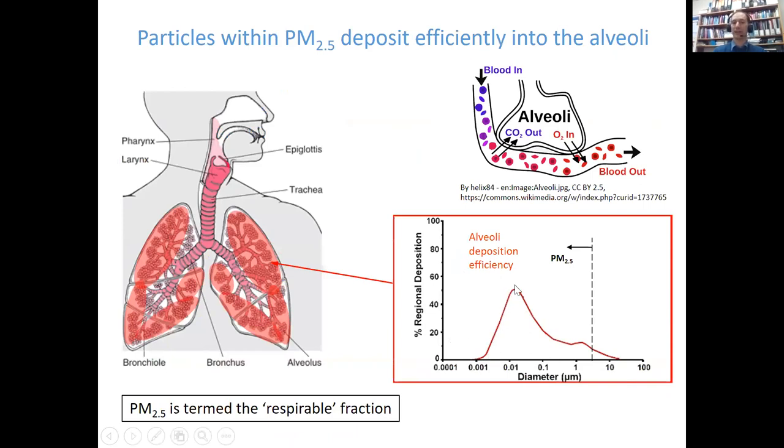We can see that these smaller particles, particularly the ones less than 1 micron in diameter, down to a few hundred or a few tens of nanometers, actually deposit pretty efficiently into the lung. And that, of course, is the cause for concern. This is why PM2.5 is often termed the respirable fraction, because when we're respiring it deep into the lungs, a substantial proportion of that particle load gets embedded into the lung. So how are the particles causing their toxicity?